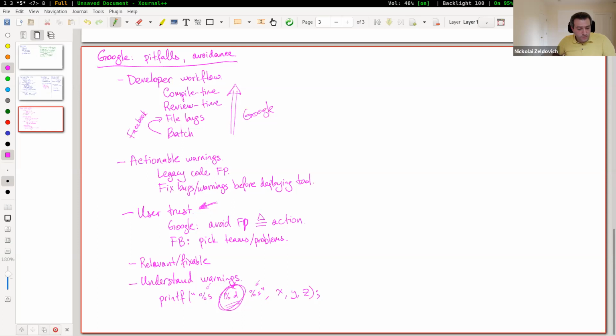Make sense? Questions about this sort of pitfall view of the world that Google put forward? Comments?